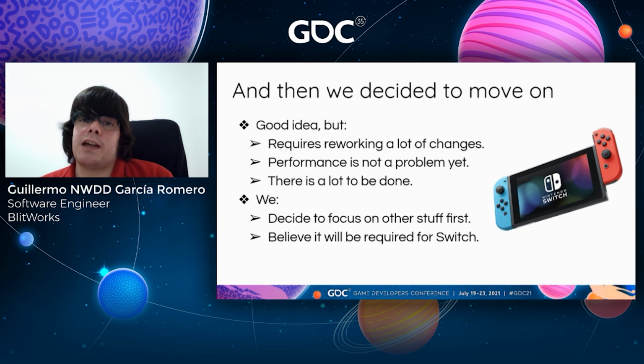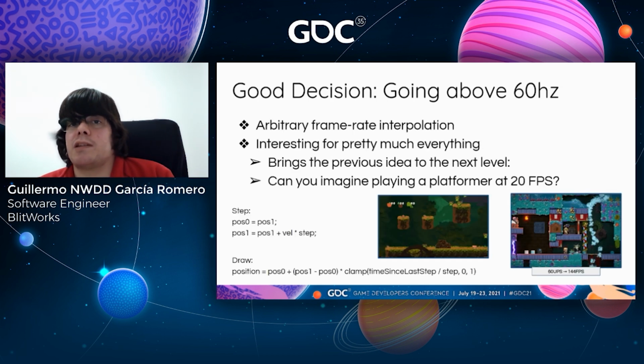And then, after talking a lot about this, we decided to do nothing. It was something that we believed would be required if a Nintendo Switch version would ever be a thing. But since it required a lot of changes from the existing version in order to work well with our code base and fix the update so it had no side effects, we decided to stop working here and focus on other things. So we started working on things that have nothing to do with the netcode.